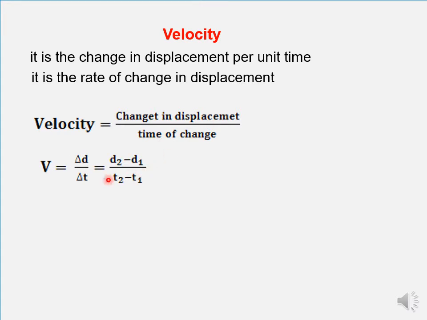يبقى الفيلوسيتي العلامة دي معناها دلتا. دلتا دي يعني change in displacement يعني d2 minus d1. دلتا t يعني per unit time يبقى t2 minus t1. الunit of velocity meter for displacement and second for time. يبقى meter per second is the unit of velocity.